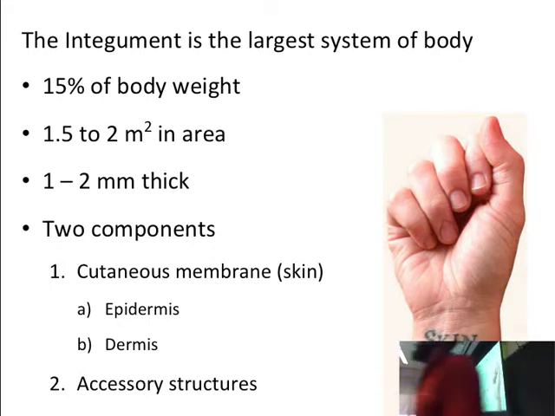All right, the integument is the largest system of the body. 15% of the body weight is tied up in your skin. That's actually quite a bit, given the dozen or so organ systems that we talked about. Every person's skin is about 1.5 to 2 square meters in area, and it's a couple millimeters thick. Not that thick, actually. There is the cutaneous membrane, the surface of the skin, and then all the accessory structures.